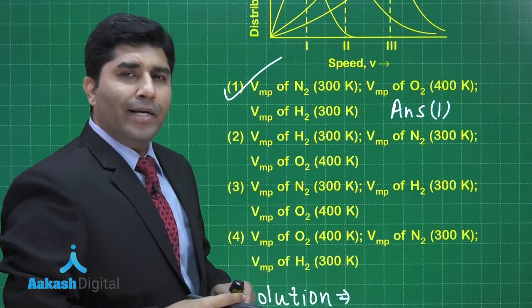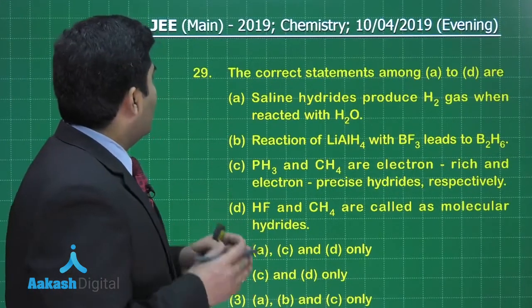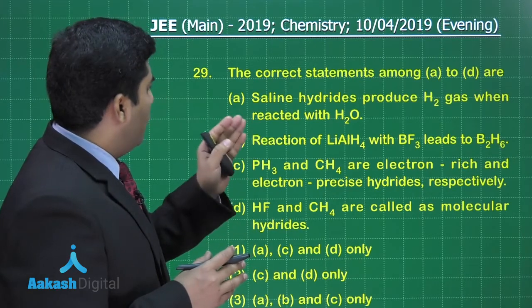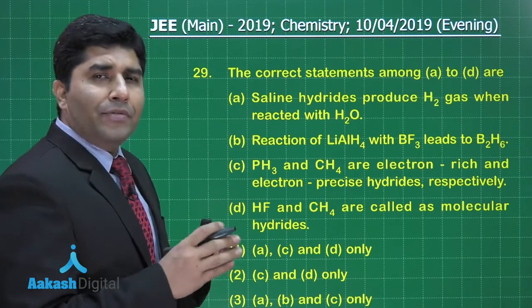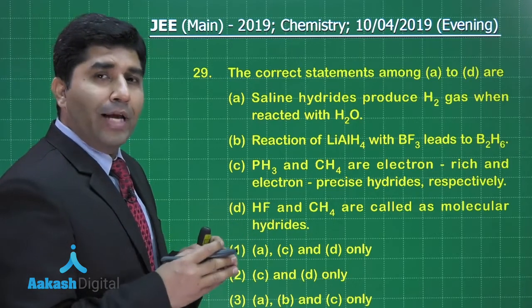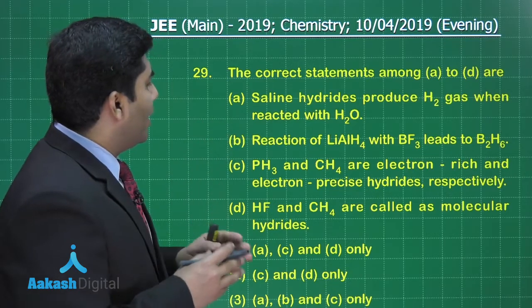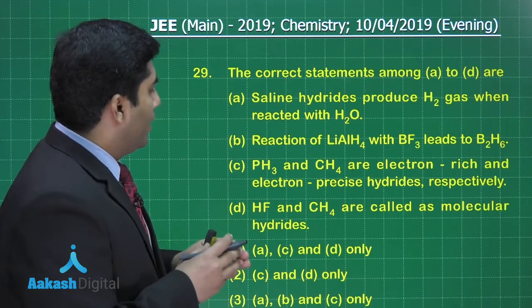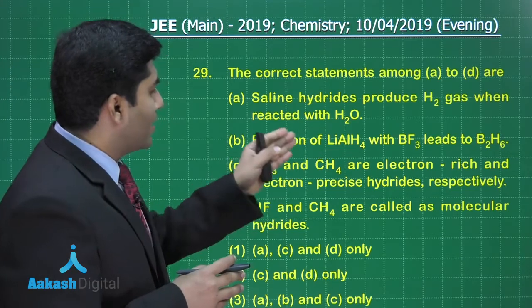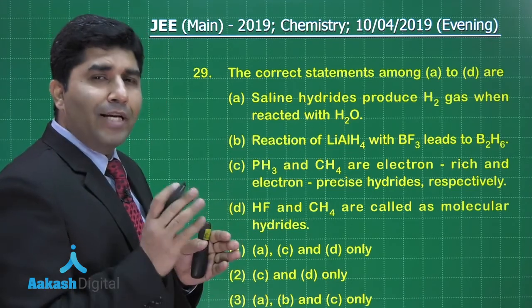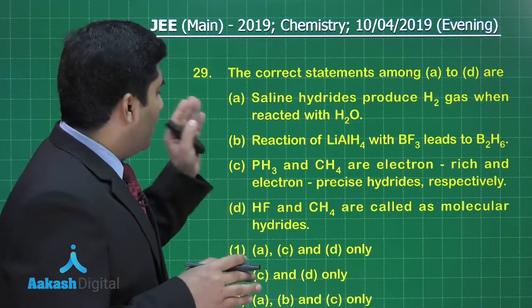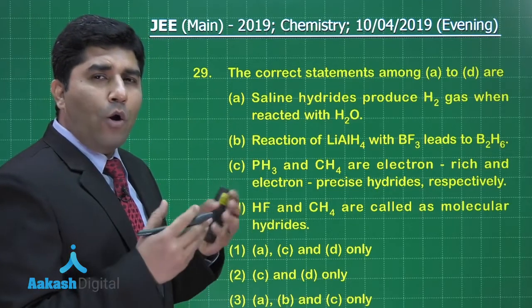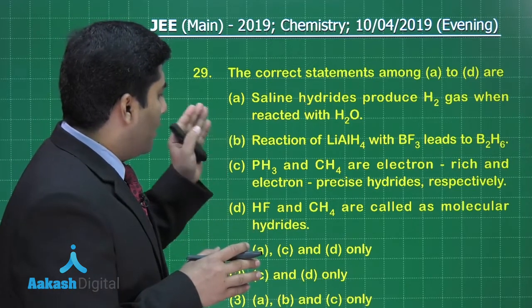Let's move on to the next question. Now this question is asking the correct statement among A to D. Saline hydrides produce hydrogen gas when they react with water. Saline hydride gives hydride ion and when it reacts with water it gives hydrogen gas. This statement is correct. Reaction of LiAlH4 with BF3 gives diborane. Absolutely correct. Phosphine and methane are electron rich and electron precise hydrides. There is a lone pair on phosphorus, that's why it will be electron rich, and there is no lone pair on methane, or you can say on carbon, and its octet is also complete, that's why it is electron precise.